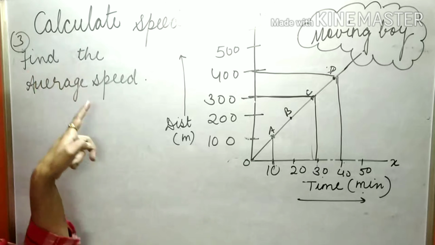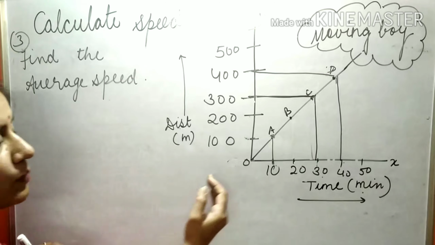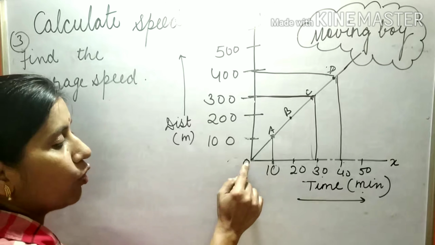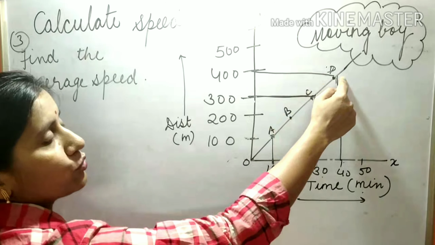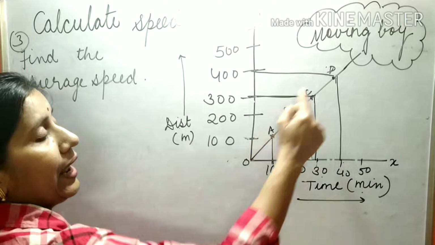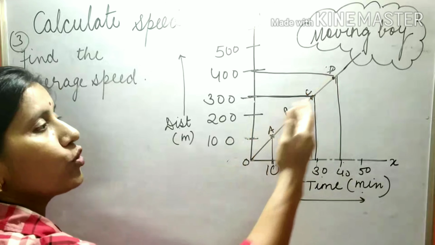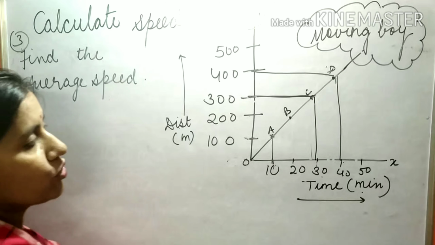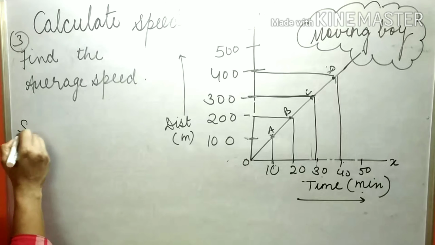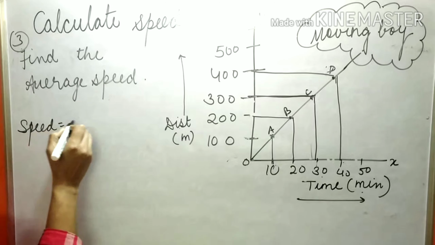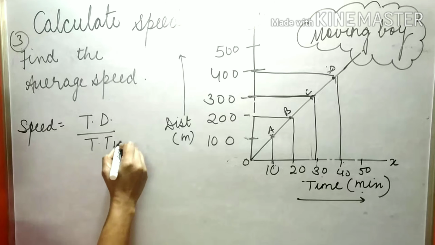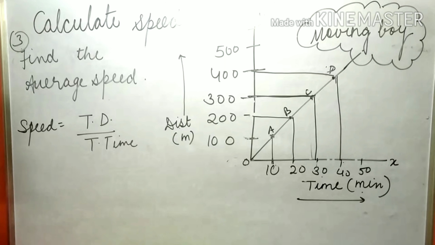थर्ड क्वेश्चन इज फाइंड द एवरेज स्पीड ऑफ अ बॉय. मतलब जब बॉय ने शुरू किया O पॉइंट से D पॉइंट उसका लास्ट पॉइंट तक था. When a boy started from O and ended at D, what was the average speed? So what is the formula? Average speed is equal to total distance upon total time covered. Fine. So total distance, let's see.